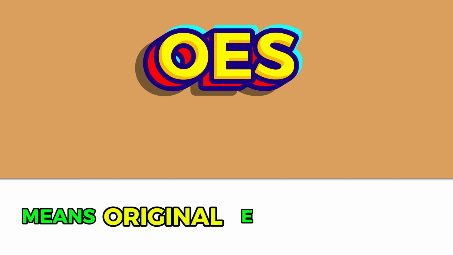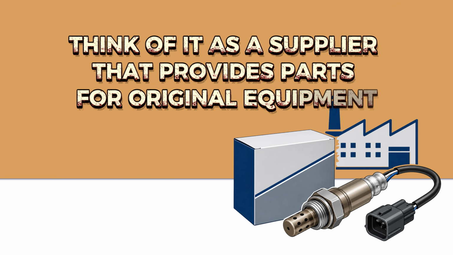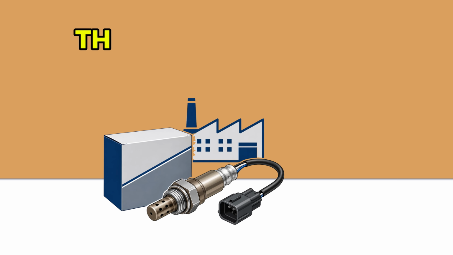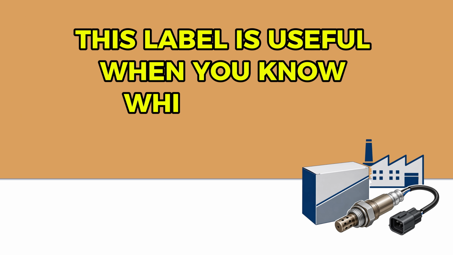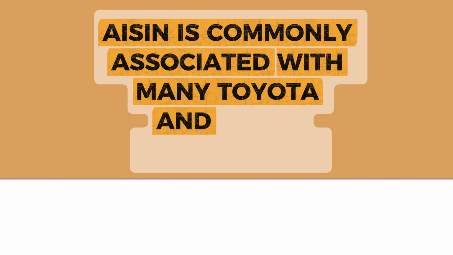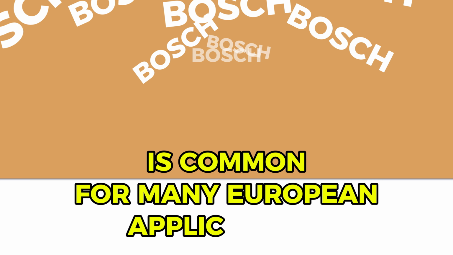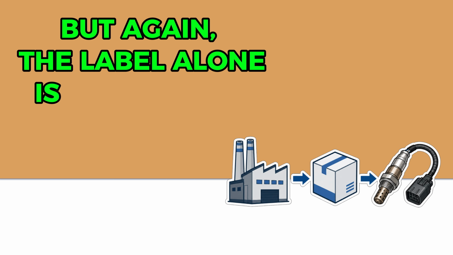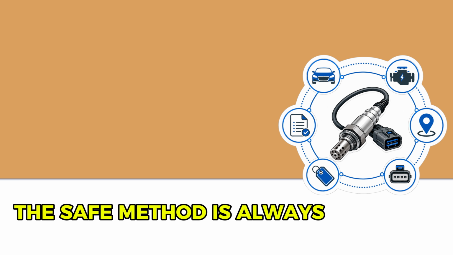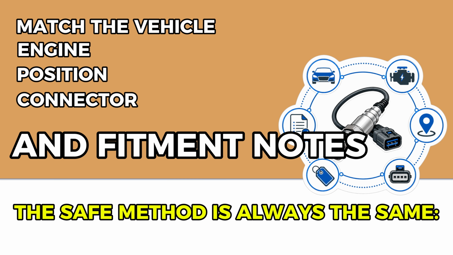OES means original equipment supplier. Think of it as a supplier that provides parts for original equipment or service replacement channels. This label is useful when you know which brand originally supplied that type of part for your vehicle. For example, Aisin is commonly associated with many Toyota and Lexus water pumps. Denso is common for many sensors on Japanese vehicles. Bosch is common for many European applications. But again, the label alone is not enough. The safe method is always the same. Match the vehicle, engine, position, connector, and fitment notes.